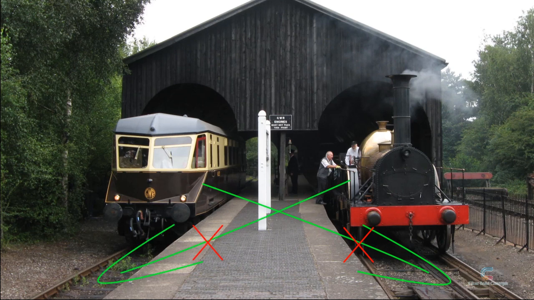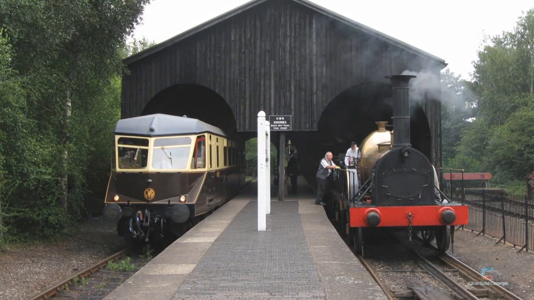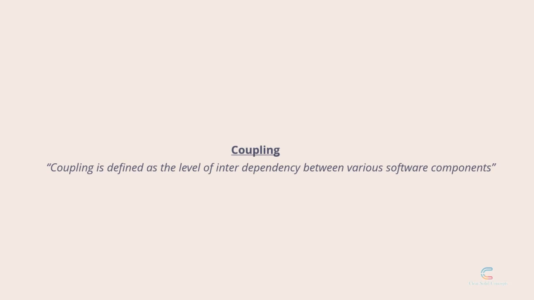In other words, a train is tightly coupled to its track. Tight coupling may be a necessity in railways, but in software, tight coupling is an undesirable feature. We'll see why. Let's go back now and revisit our definition. So coupling is defined as the level of interdependency between various software components. Let's see a code snippet now.